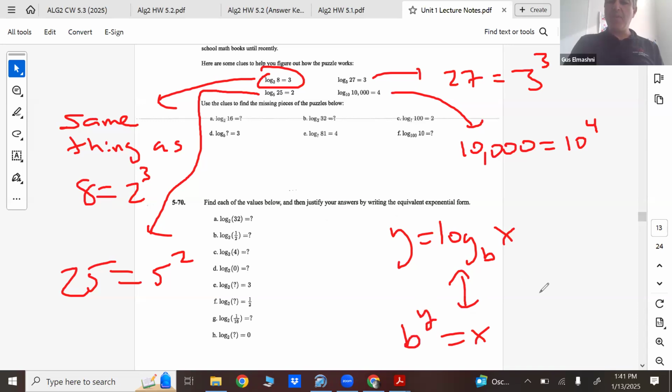Okay. So the B is called the base. That's the input. I know it's a little crazy. It's a little funky.